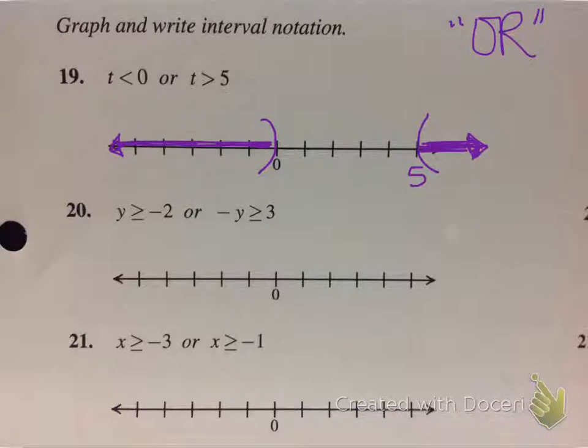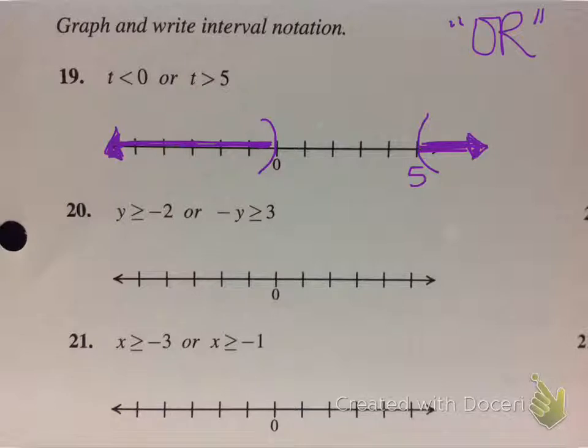With the ANDs, your solutions have to fit both criteria, and that's why they would fall in between. But with ORs, it's one or the other. In fact, if the word was AND instead of OR, we would say there's no solution because there is no number that is less than 0 and at the same time greater than 5. So that's why it uses the word OR. Let's look at the next one.